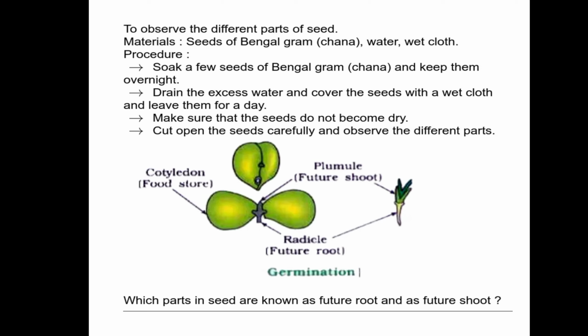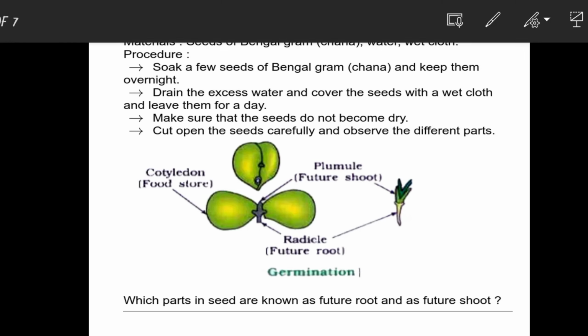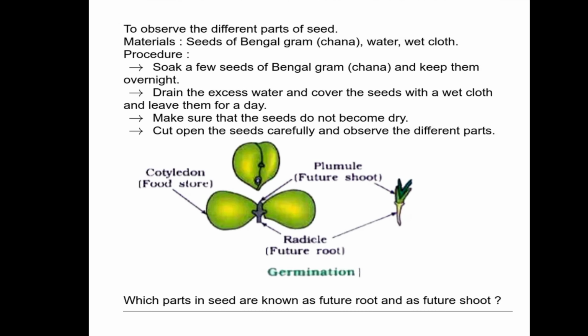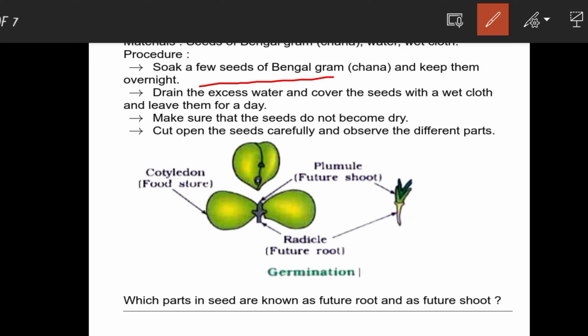Later what will happen? See, now let's understand about the seed. To understand this, we have a small experiment. We can do it in our home. What is that experiment? To observe the different parts of seeds, you need some Bengal gram seeds. Take a few seeds of Bengal gram and keep them overnight. Later, remove all the water and cover them with a wet cloth. Later what will happen? Now the seeds slowly start opening.